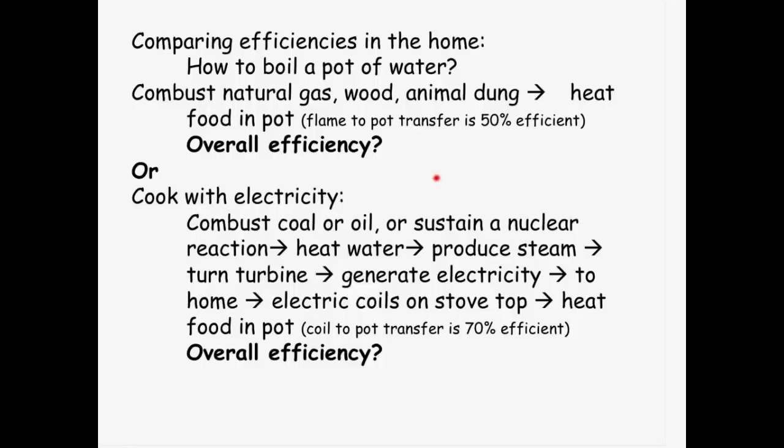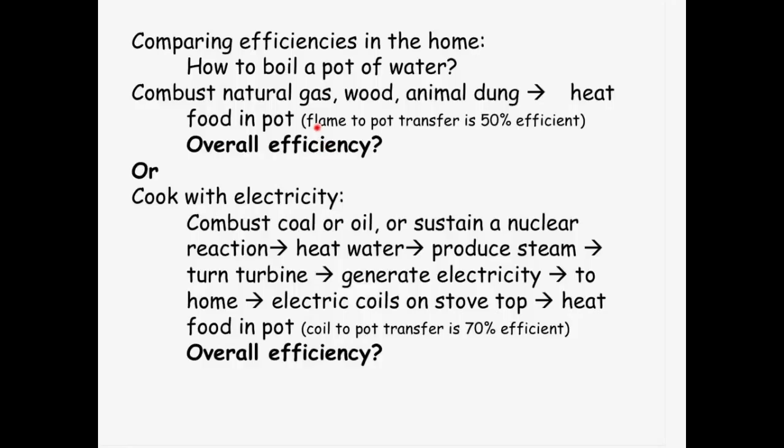And I said, let's compare the efficiencies in the home of how you could boil a pot of water. Some of us have homes where we have natural gas, or maybe we use wood, or in some parts of the world, people use animal waste to generate heat. And that heat in the form of a fire transfers to a pot where somebody cooks some soup or cooks a stew or something like that. And you could ask, what's the overall efficiency of that?